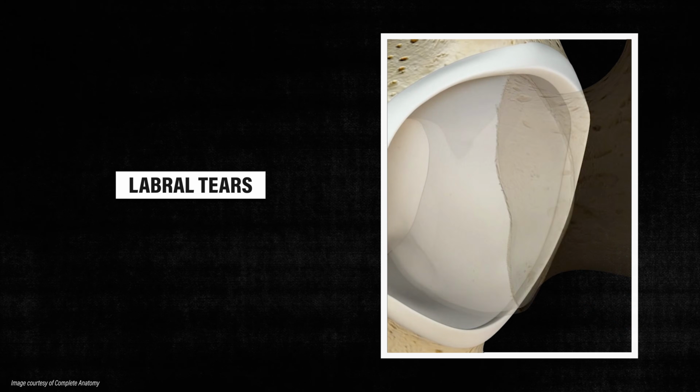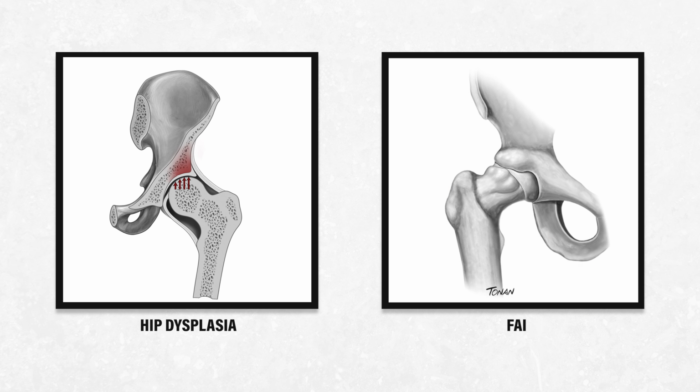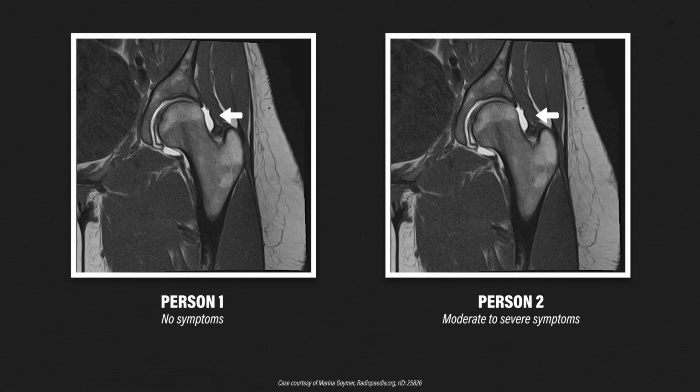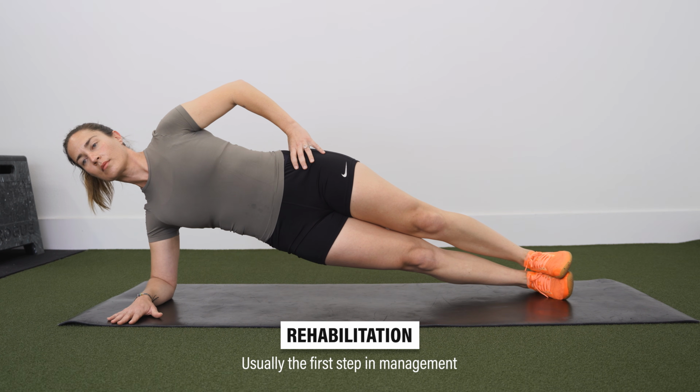Now let's quickly talk about tears of the labrum. Labral tears rarely occur in isolation. Instead, they frequently coincide with other conditions like hip dysplasia and FAI. As you may have guessed by now, labral tears are also often found in individuals without symptoms. For this reason, rehabilitation is usually the first step in management.